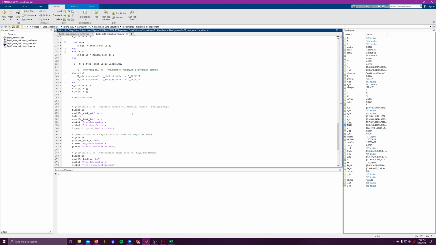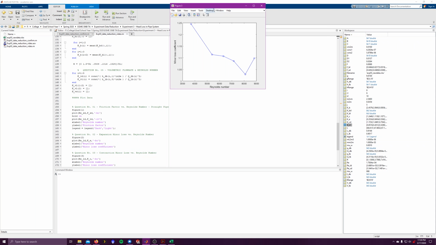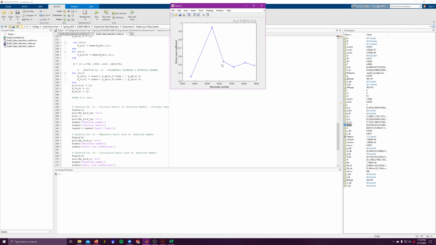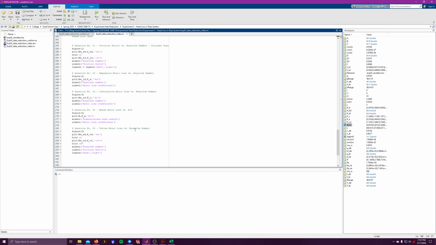For questions 2 and 3, we have the expansion minor loss coefficient and the contraction minor loss coefficient versus the Reynolds number. We can plot those out. Here's our contraction, here's our expansion. And this was figure 1, you already saw that. Then we have questions 4 and 5. We have bends minor loss versus the dimension r divided by d, and then the minor loss for the valves versus the Reynolds number.